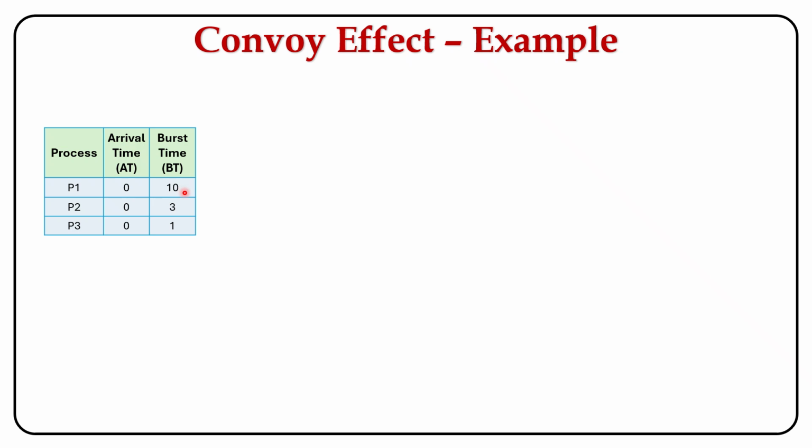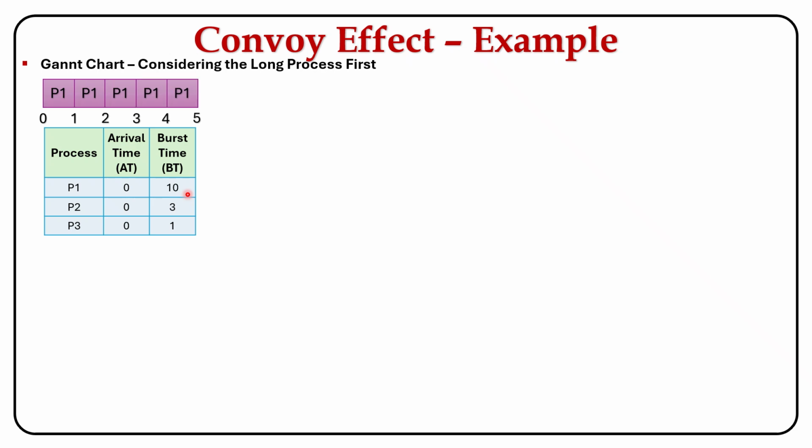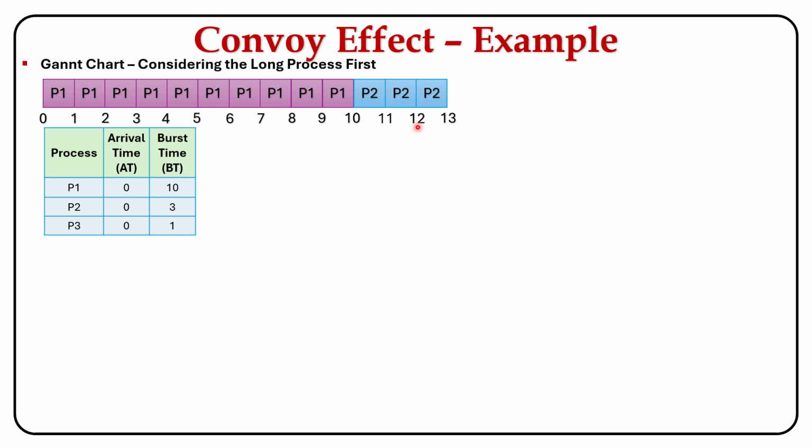Now let's draw the Gantt chart simultaneously, and it runs continuously for 10 units. That is, it executes 1, 2, 3, 4, 5, 6, 7, 8, 9, 10. Now it has completed its process. So the completion time for process P1 is 10. Next, we are choosing P2, which has the next largest burst time. So it starts execution from 10 and continues 11, 12 and 13. So its completion time is 13.